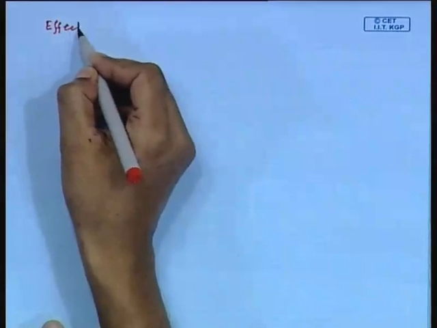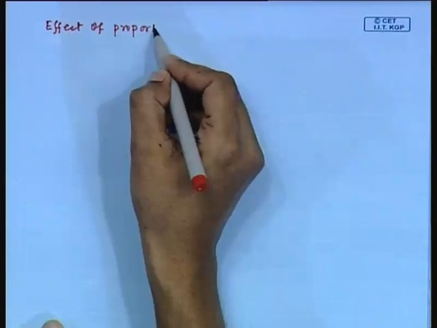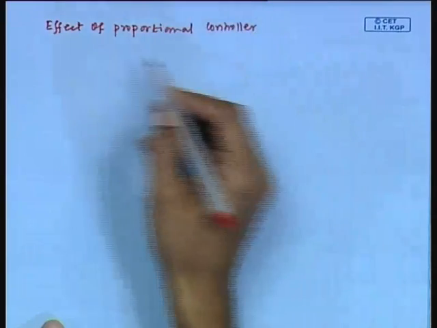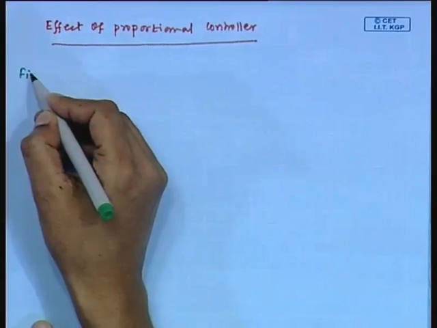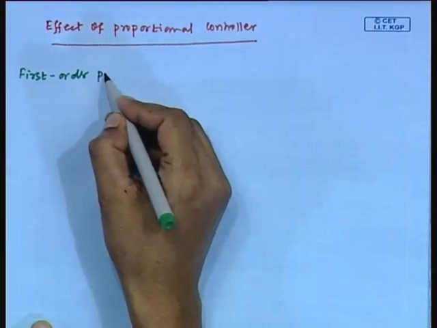So we will continue our topic which we started in the last class, that is the effect of proportional controller. And the effect of proportional controller we will observe first for the first order system and then for the second order system. So initially we will discuss the effect of proportional controller for the first order process.